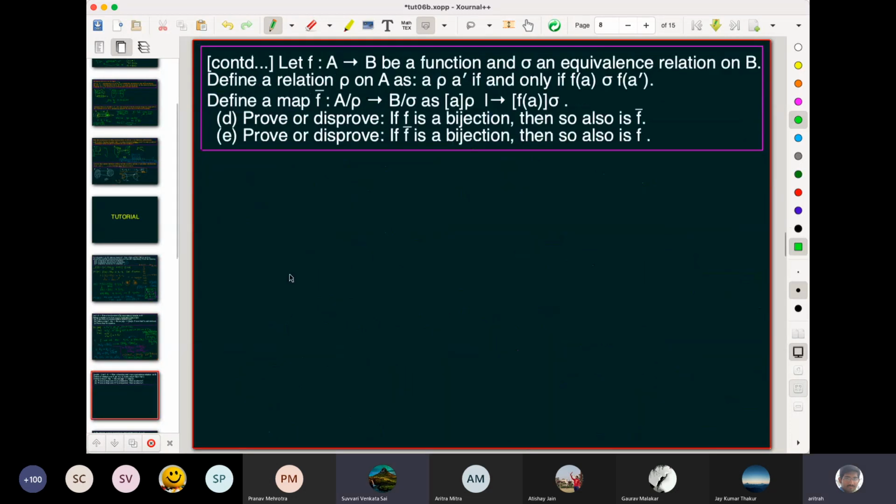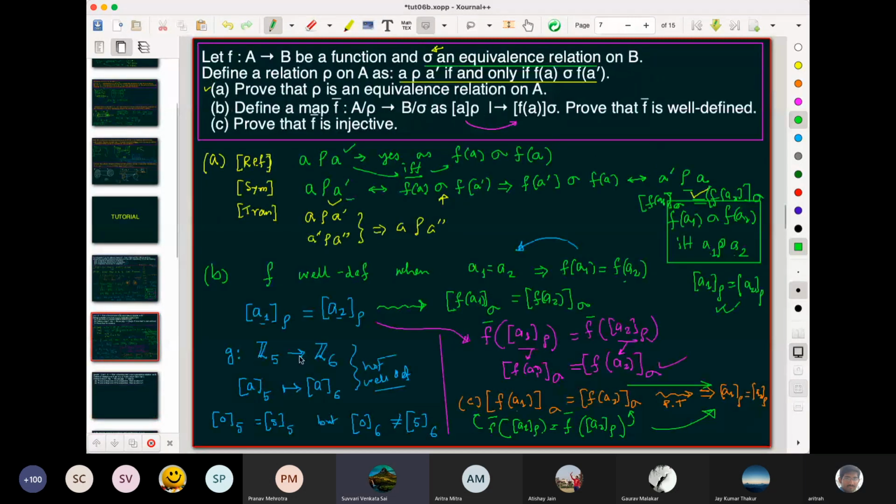Okay. So, sir, in proving the second part, we took class A1 rho equal to class A2 rho, right? We started with this one. That's why I put an arrow here. No, sir, in part B.